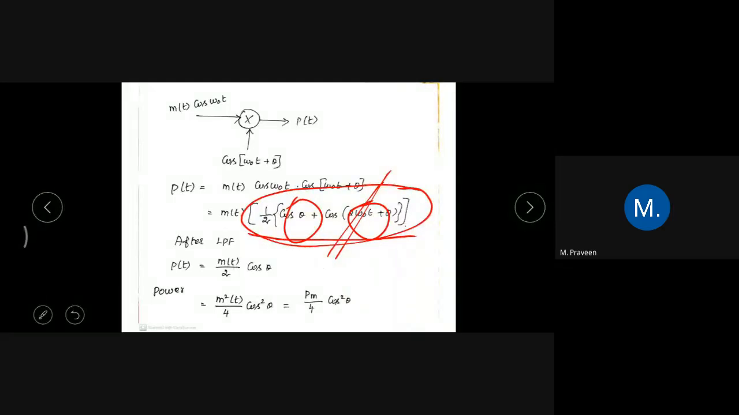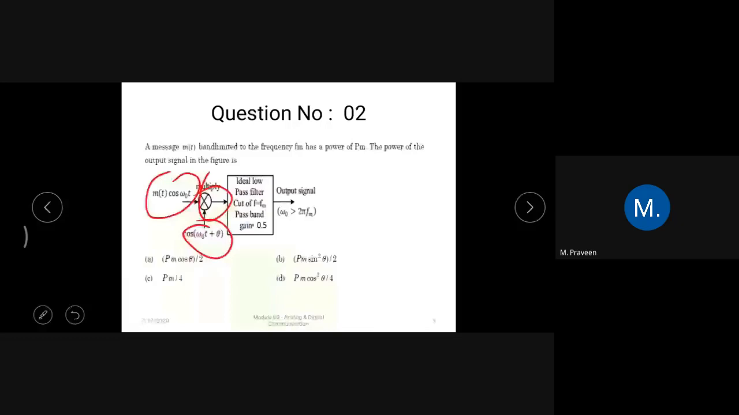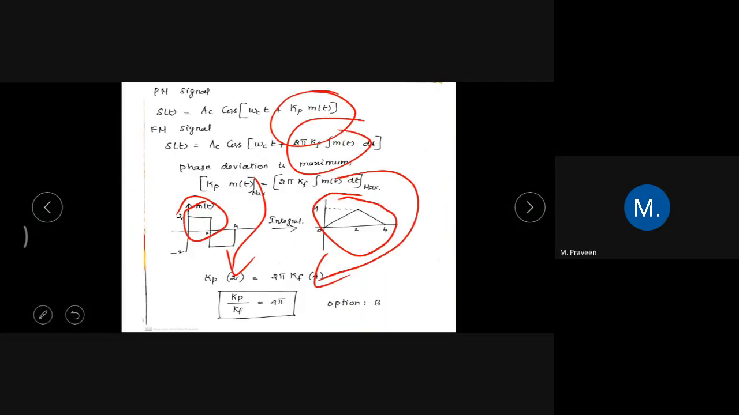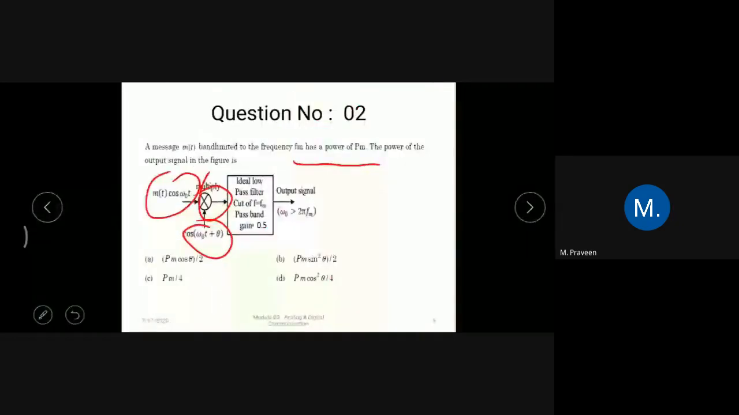Okay. So after passing the signal to the low pass filter, the output of the low pass filter is m of t into 1 by 2 cos theta. Since they are asking for the power value, we should do the square. So m square of t divided by 4 into cos square of theta. Now they clearly mention the input power is Pm. So instead of m square of t, I can substitute Pm divided by 4 cos square theta. This is the output of the low pass filter. So the answer is D.